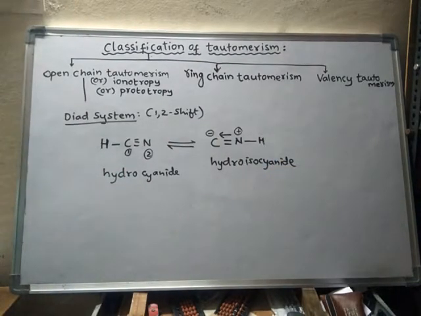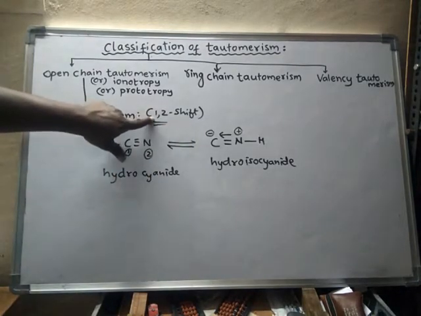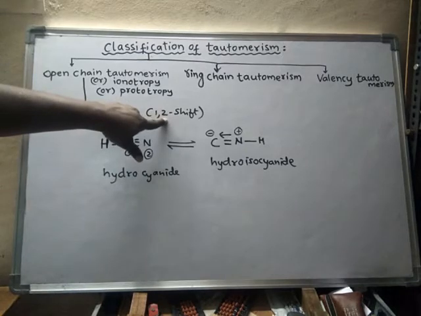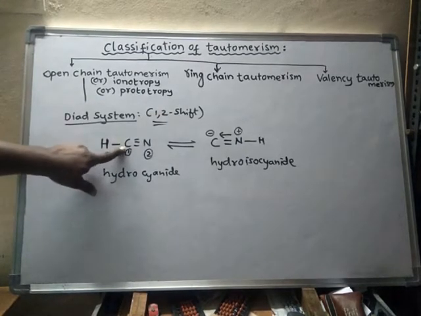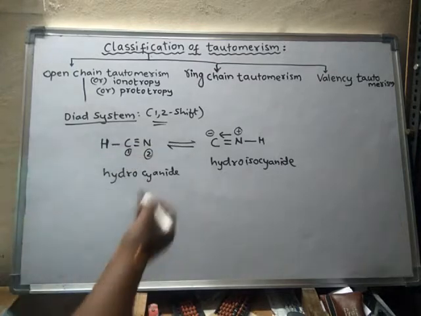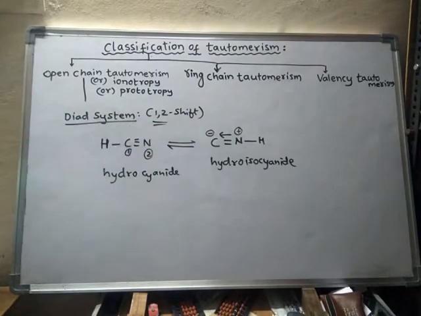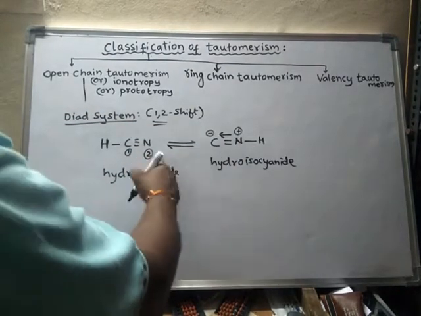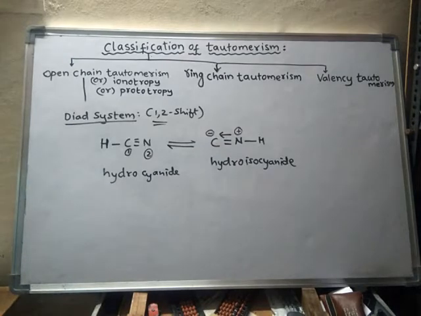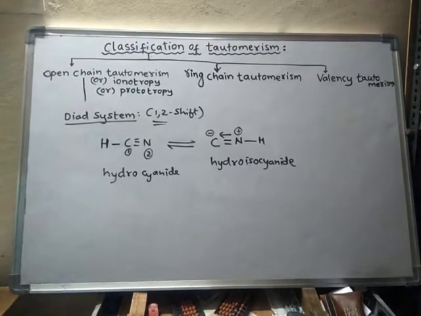So 1-2 shift means the hydrogen which is present on the first atom is shifted to the second atom, which is more electronegative. Here is the first atom, and the hydrogen is attached to it. Immediately it will shift to the second atom. Due to the shifting of hydrogen from the first atom to the second atom, a new compound is formed. This compound and this compound exist in dynamic equilibrium. Such isomers are said to be tautomers of the dyad system.